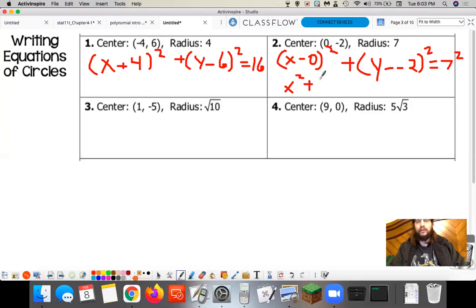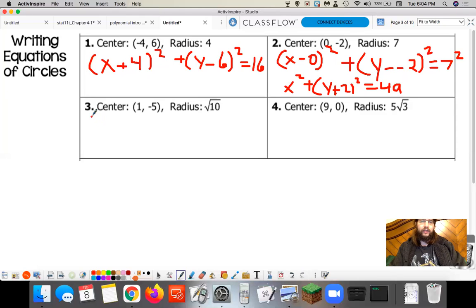Y minus a negative 2, that's y plus 2 squared equals 49. Now, don't go distributing and combining like terms and everything. This is the standard form of a circle. If you distribute and rearrange it, that's going to produce the general form of a conic section, which we don't want to do yet.